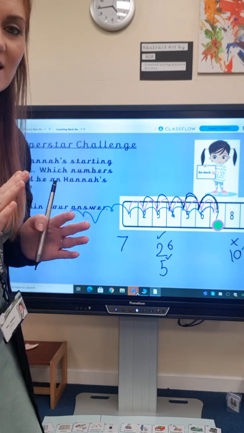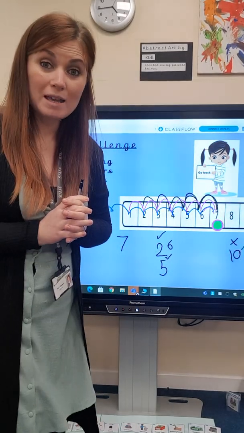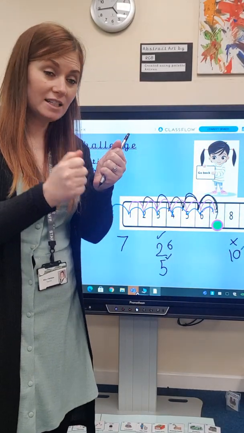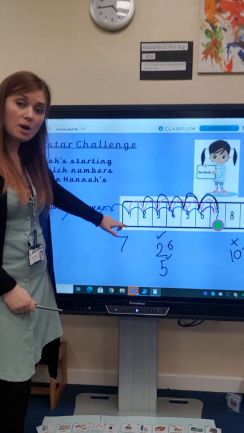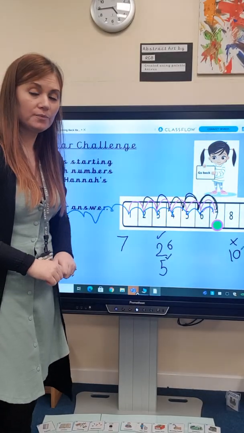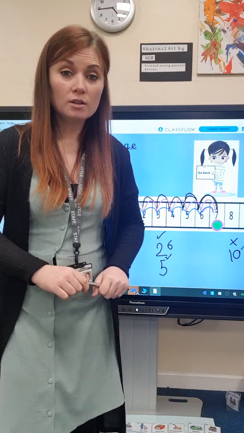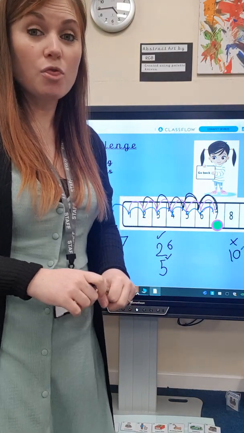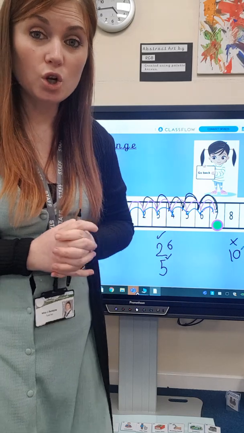So that's just investigating what, if we're working backwards, what could be on Hannah's card. Because on our number lines, we've got 1 to 10. Can't go past the 1. So if you want to do the hardest challenge, challenge number 3, that's a challenge you're going to look at.